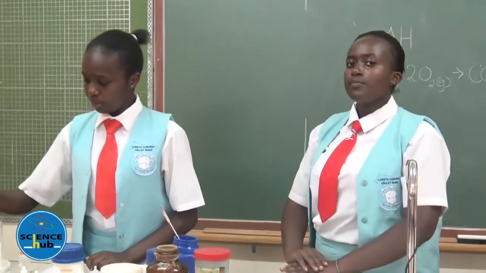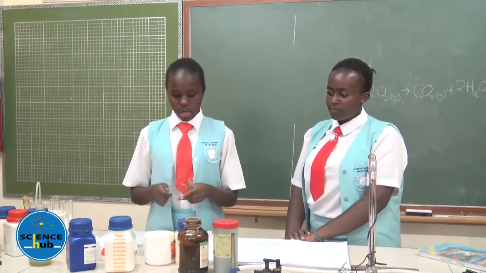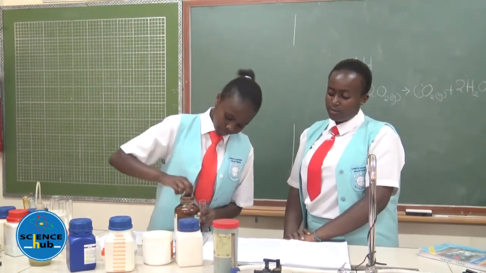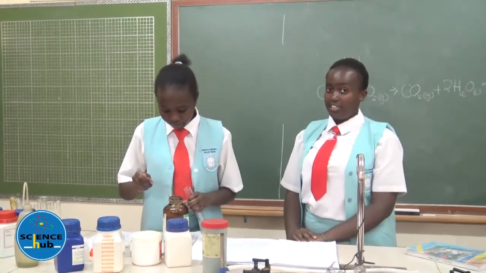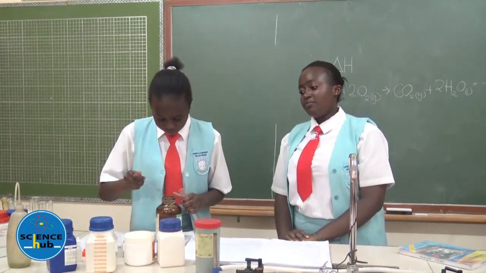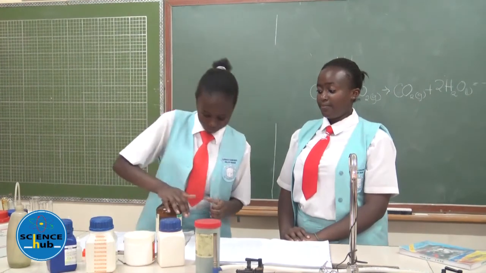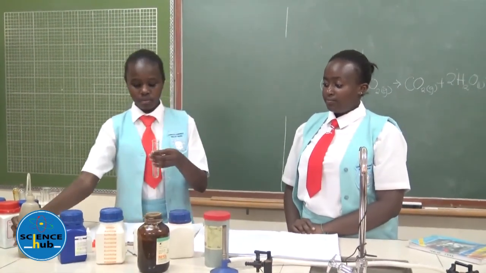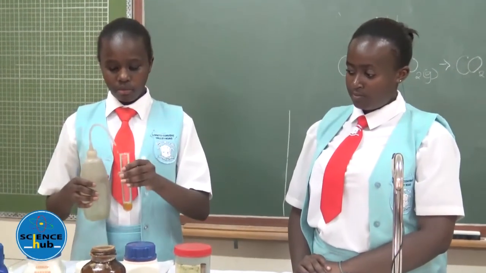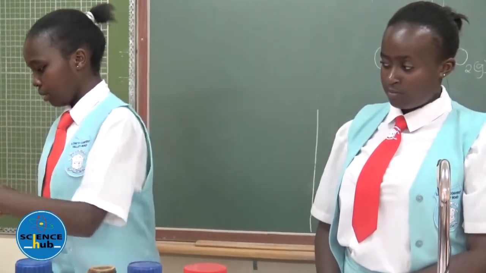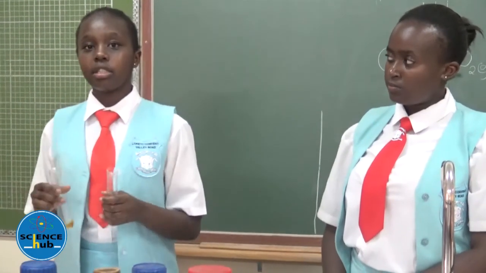So let's move to iron 3. So before I was doing iron 2, so we are going to iron 3. Most manufacturers indicate iron 2 as ferrous sulfate, while iron 3 is indicated as ferric sulfate. The ending -ous means 2, and the -ic represents 3. So you divide the solution into two. Try as much as possible to make the solution equal.